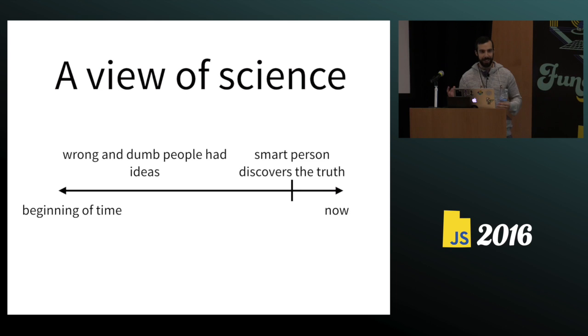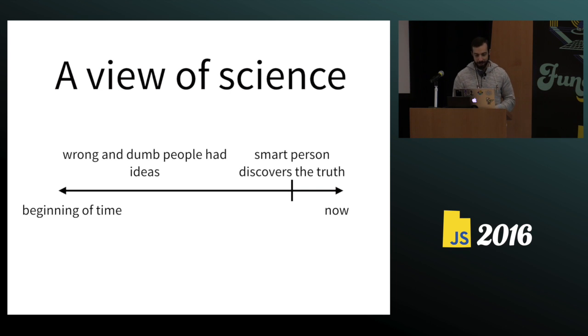Here's a dummy's idea of science. This is my idea of how science worked for a long time. There's this timeline from the beginning of the world until now. And for most of the history of the universe, all these dumb people had stupid and wrong ideas. And then somehow, conveniently close to my lifetime, someone came up with the right idea. And they got it right finally. And I remember thinking, man, it's so weird how people got it wrong all this time, but I'm glad they have it right now.